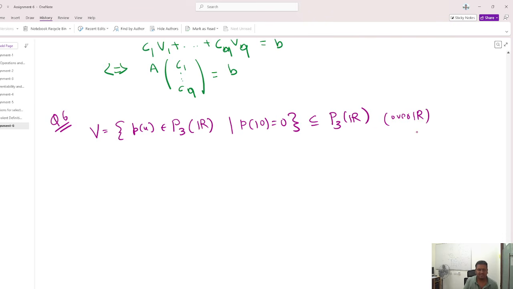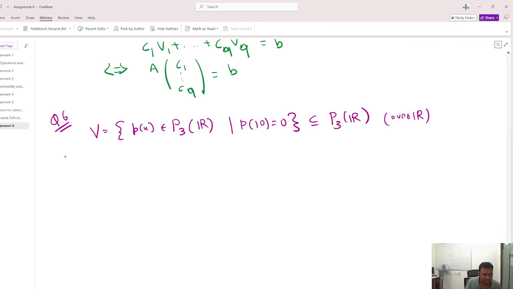You know P3(R) is a vector space over R, that you have proved. I have at least asked you to prove it in remedial classes, and I have done many problems like that. We just have to prove this V is a vector space. Do we have to verify all those axioms? No. We just have to prove that it's a subspace. That's all, and we are done.